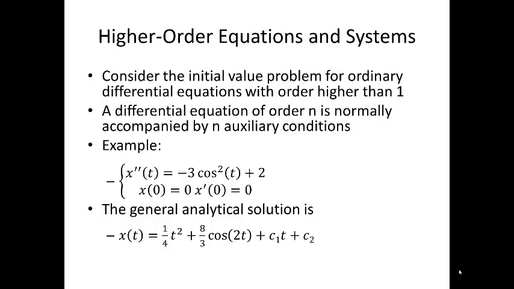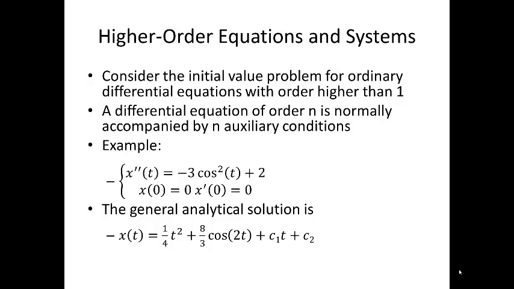So, for example, consider x double prime of t is equal to minus 3 cosine squared of t plus 2, and we have the initial conditions x of 0 is equal to 0, x prime of 0 is equal to 0. The general analytic solution to this is given in the last bullet. Here C1 and C2 are arbitrary constants. To select one specific solution, C1 and C2 must be fixed, and two initial conditions allow this to be done. With the two initial conditions, x of 0 is equal to 0 and x prime of 0 is equal to 0, that results in C2 is equal to minus 3/8 and C1 is equal to 0.